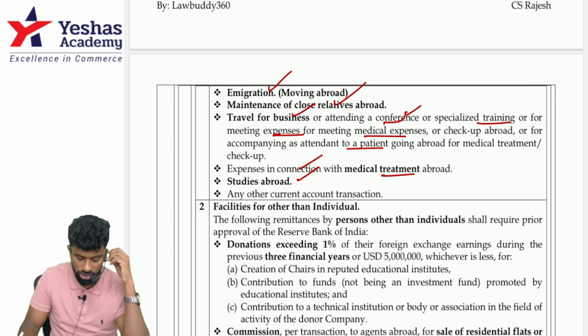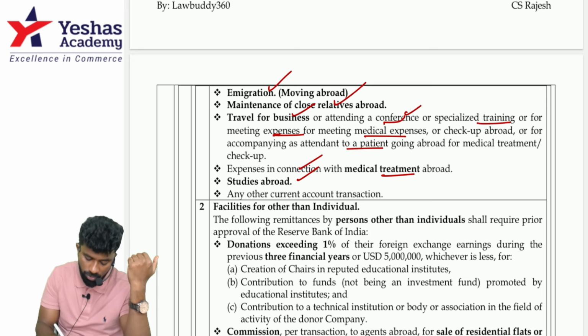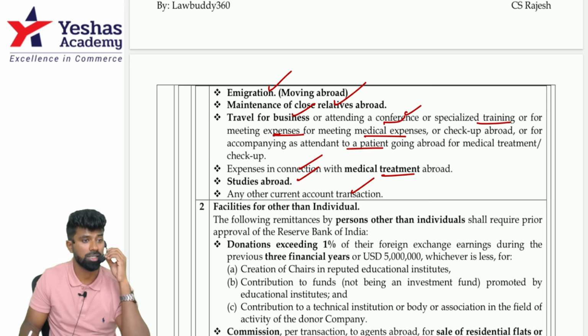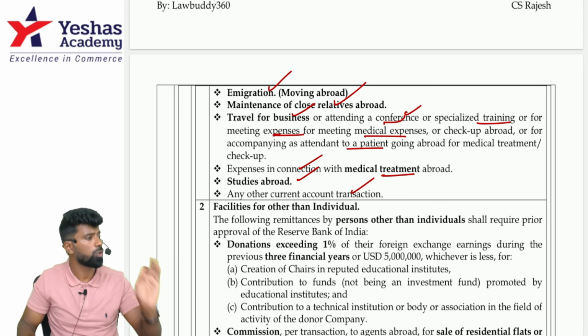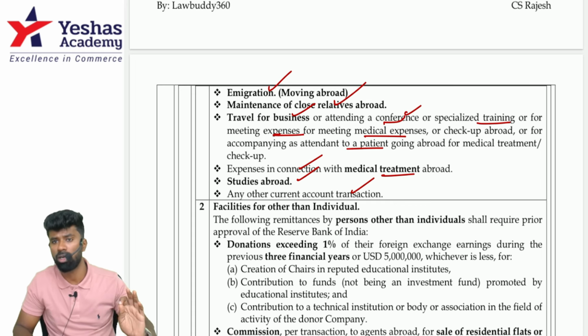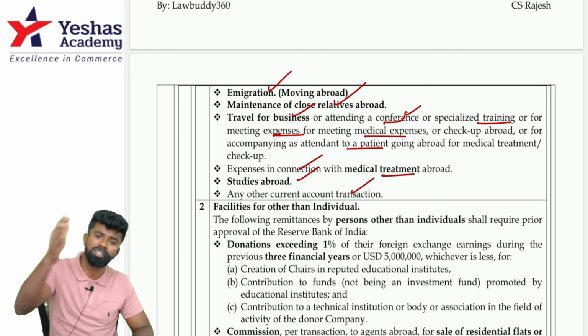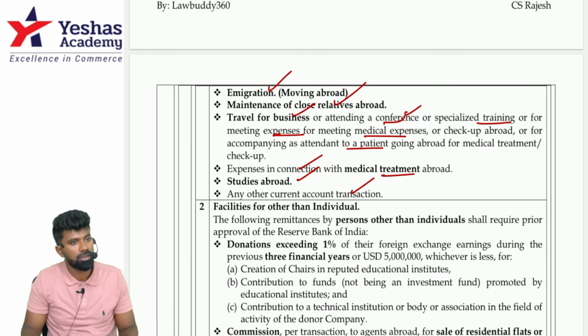Last one, studies abroad or any other current account transactions. For all these transactions, you can draw up to 2,50,000 US dollars under Schedule 3. If it exceeds this, you need approval of whom? What is the first one?